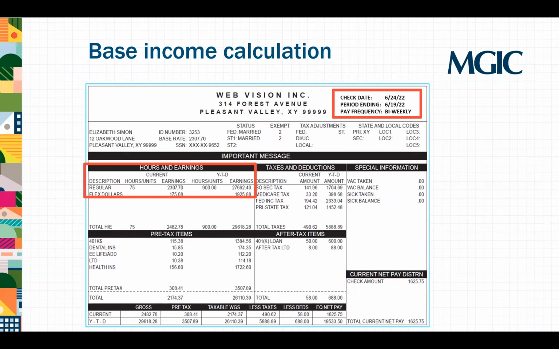Looking at her pay stub, you might wonder why the hours are reflected as 75. This is because not all of our borrowers will work a 40-hour work week.